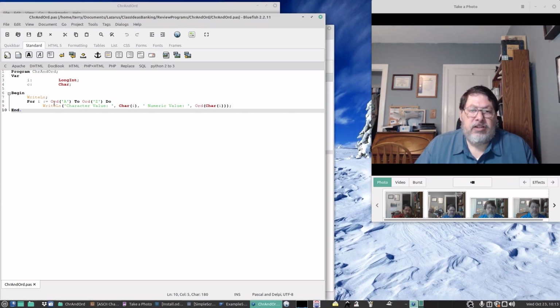So we're basically saying for I equals 65 to 90 do writeln, first the CHR of I, which should start at 65, and then the numeric value of the CHR of I, and then taking the ORD of that, which should give us back the letter A.